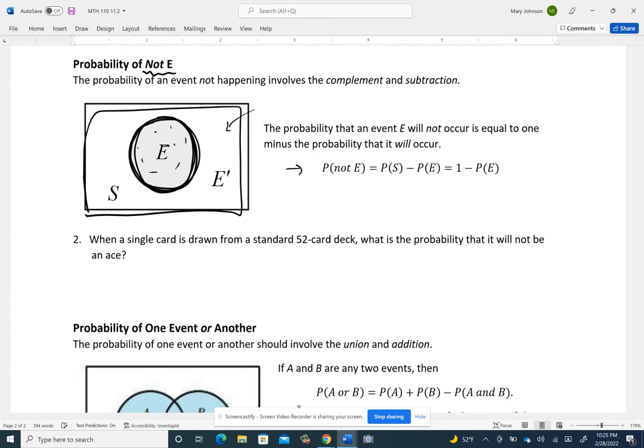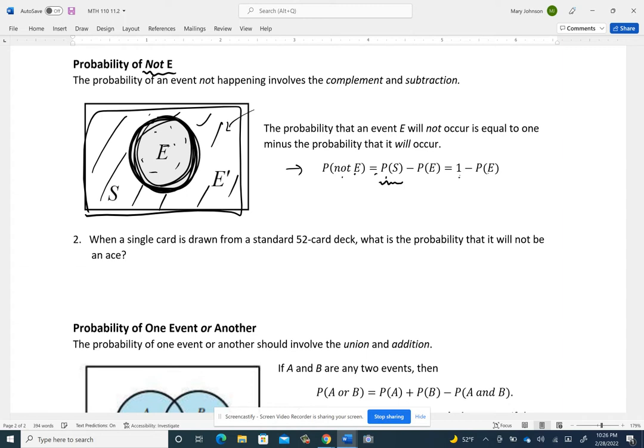So that's what we're saying here. The probability of not E would be the probability of everything in the sample space minus the probability of what's inside the circle happening. And then that would leave you with everything out here, okay? All right, so the probability of getting something in the sample space would be a certain event. So it would be 1.